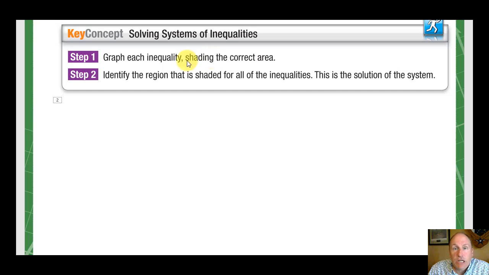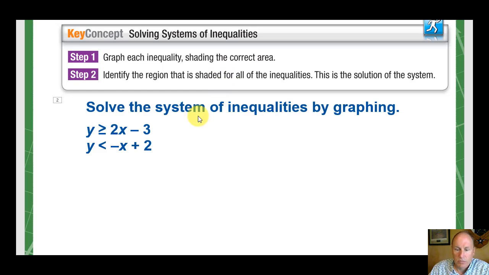We do that for each inequality in the system, and in the end, we look for the region that has the overlap of all the solutions for all the inequalities. The solutions to all the inequalities together will produce one region that they have in common, and that is the solution to the system. So we're going to use that to solve the system of inequalities given by graphing.